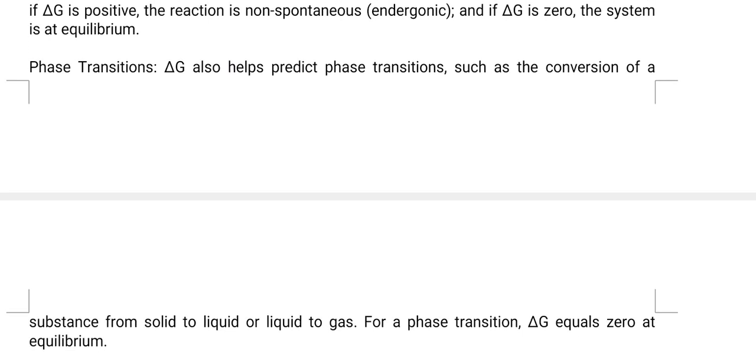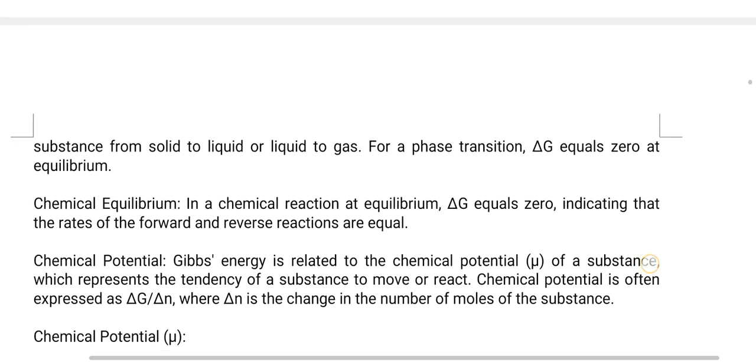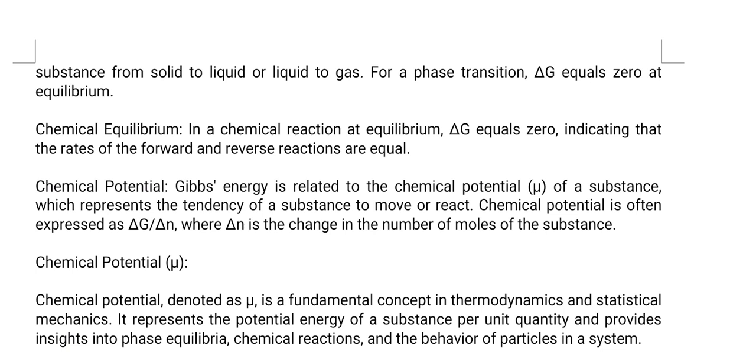Phase transitions. Delta G also helps predict phase transitions such as the conversion of a substance from solid to liquid or liquid to gas. For a phase transition, delta G equals 0 at equilibrium. Then chemical equilibrium. In a chemical reaction at equilibrium, delta G equals 0, indicating that the rates of the forward and reverse reactions are equal.